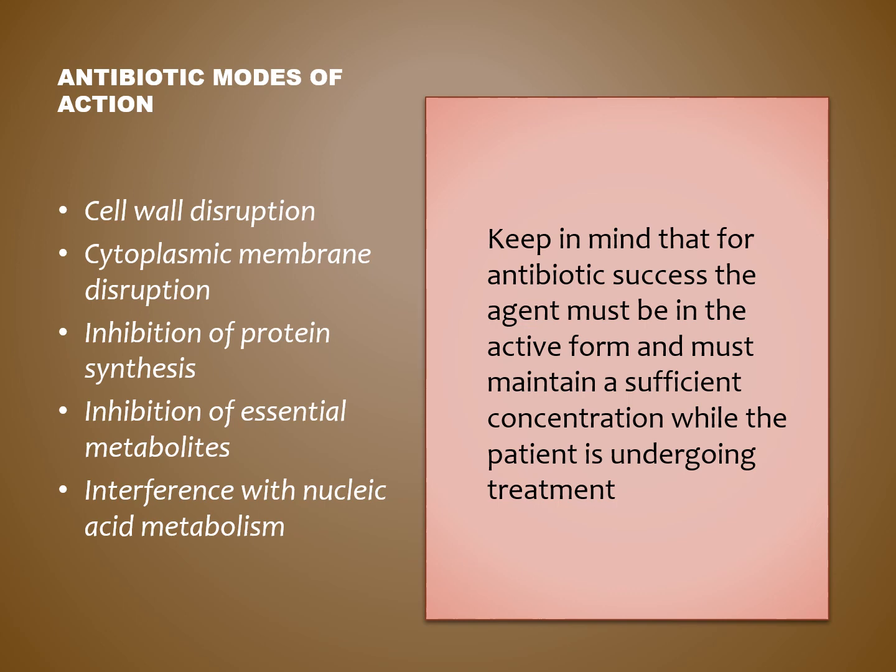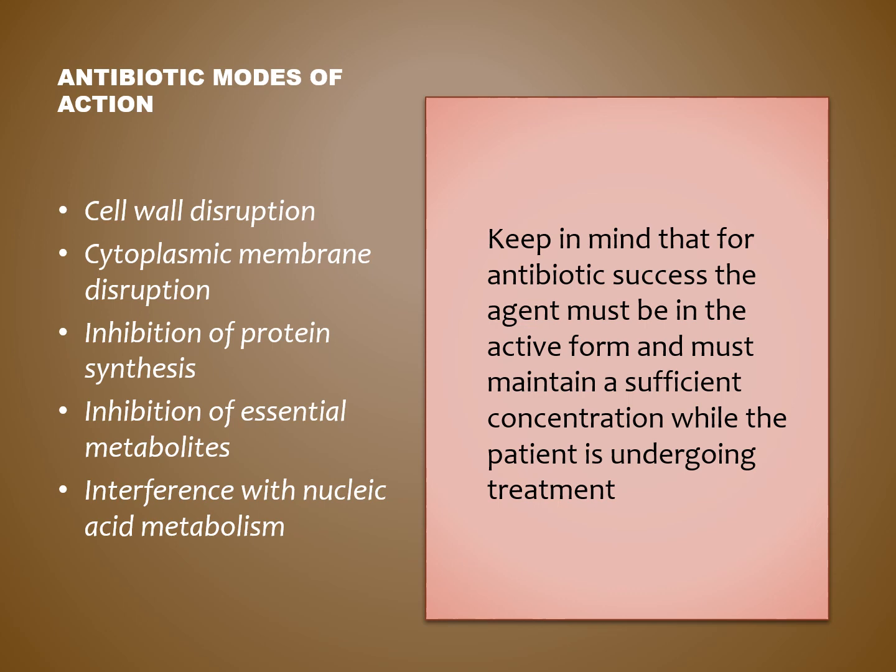Now, antibiotics work in a number of different ways, and we're going to discuss all the different ways that antibiotics work. Antibiotics work by disrupting the cell wall, cytoplasmic membrane disruption, inhibition of protein synthesis, inhibition of essential metabolites, and finally interference with nucleic acid metabolism. And we'll talk about all of these, okay?